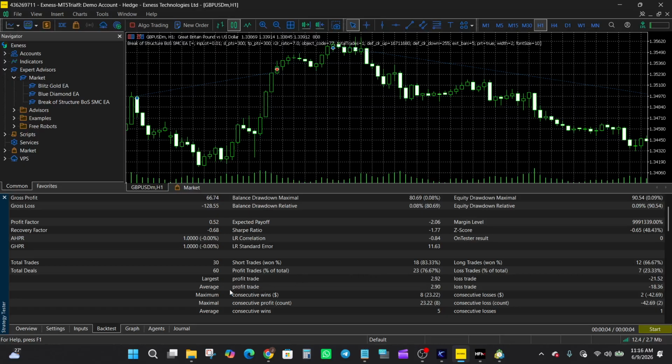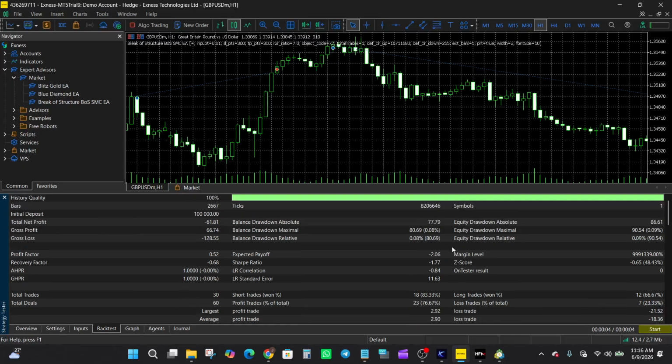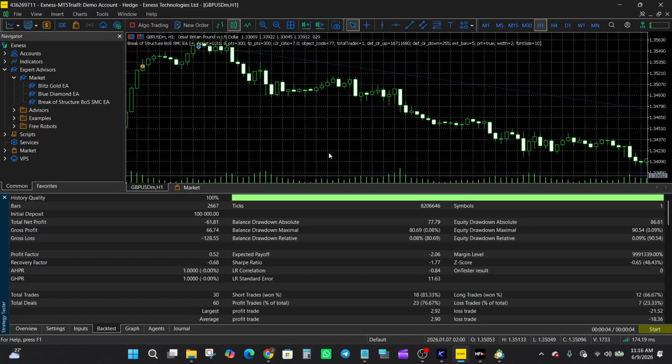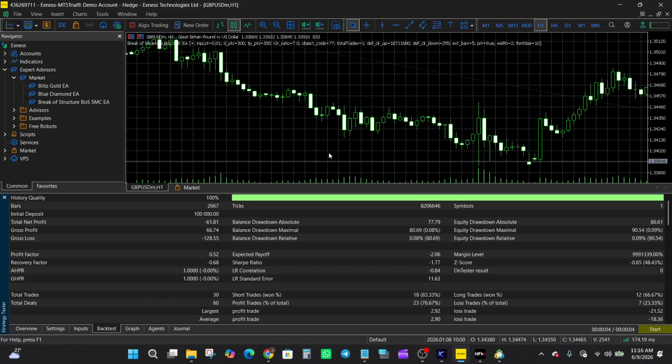And the difference between the average profit and average loss is also wide, so it's not really surprising to see that the total net profit is negative. Okay, but looking at the historical chart activity, the key thing that I'm paying attention to is how price reacts around swing highs and swing lows, and how breakouts are interpreted during different market conditions.